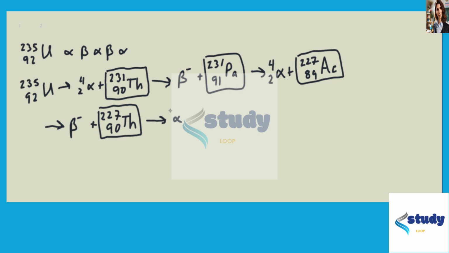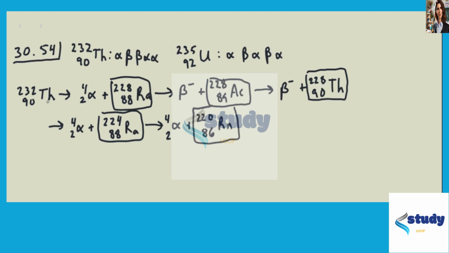And then we have another alpha to end things off here. So 223 and 88 is an isotope of radium. And so then these are the first 5 decay products in the uranium-235 chain. Here are the ones from the thorium-232 chain.